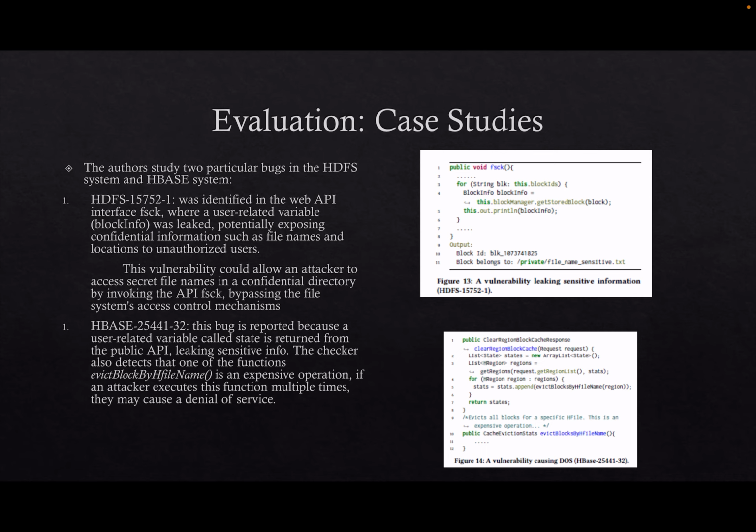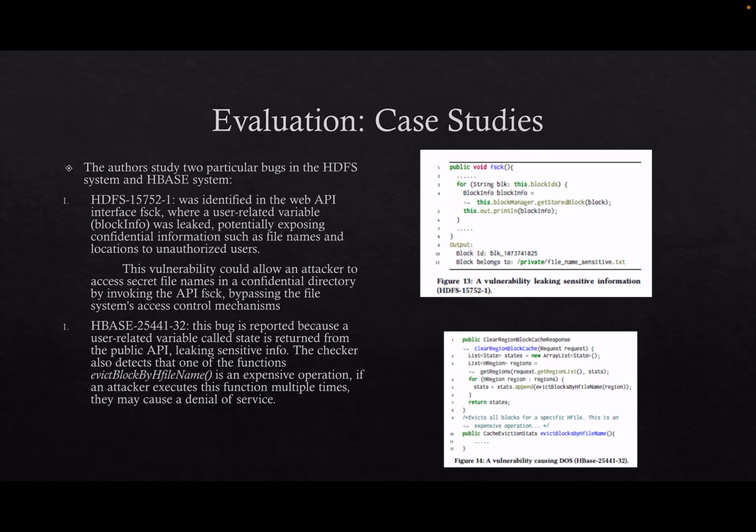This is given in figure 13. The API returns all block information, including information for blocks belonging to other users, to the requesting sender, which includes the block ID and its containing file. However, the file name and location may be confidential to the requesting user. This vulnerability could allow an attacker to access secret file names in a confidential directory by invoking the API FSCK, bypassing the file system access control mechanisms.